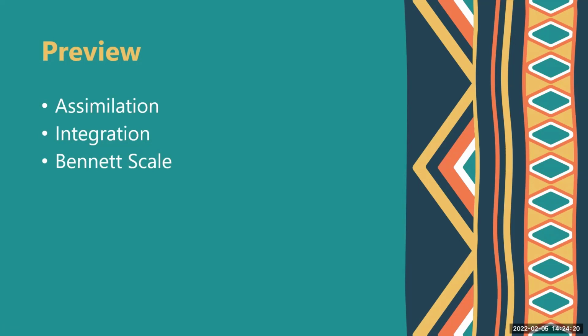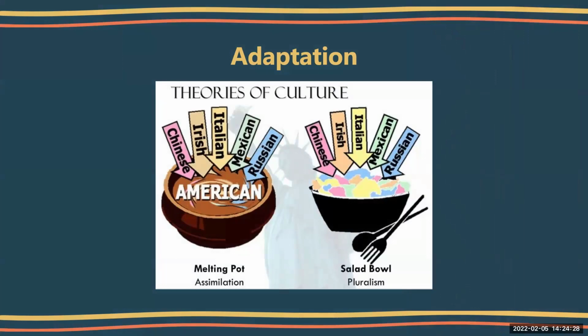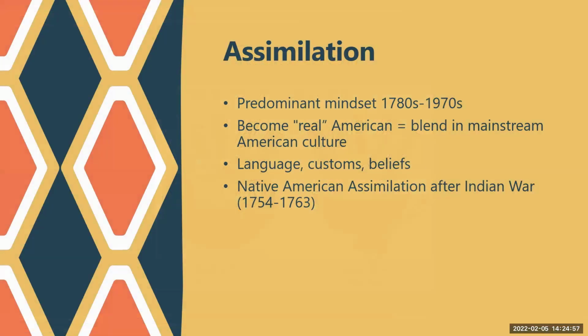And in the Bennett scale, adaptation is this idea of what it takes for one person to move from their original culture, their native culture, to a new one. In chapter 1, we talked a little bit about different metaphors for adaptation, specifically the melting pot versus the salad bowl. So assimilation is this idea that in order to become a real American, one needs to blend into mainstream American culture, primarily abandoning language, customs, beliefs.